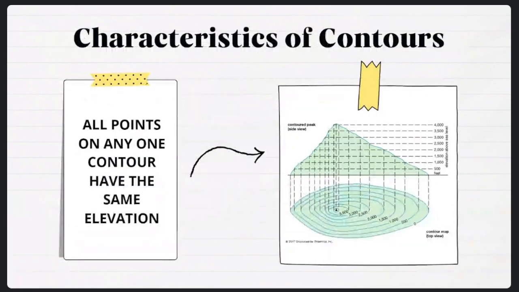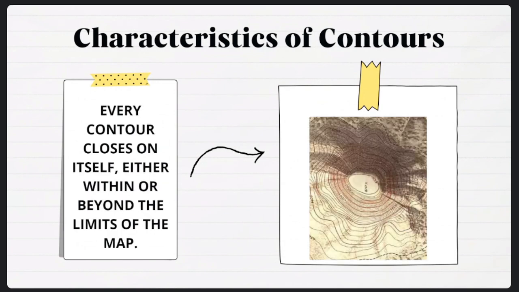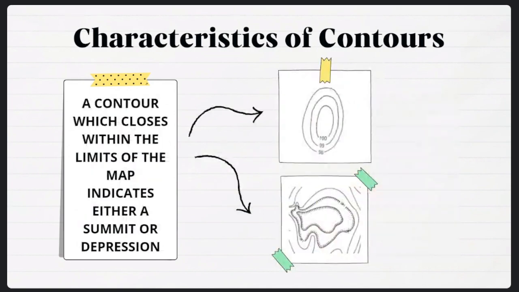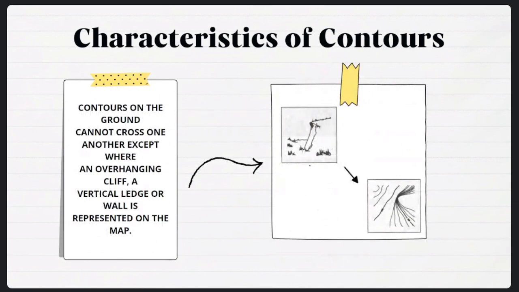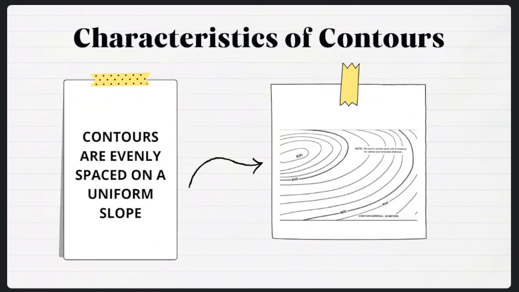So here are the characteristics of contours. 1. All points on any one contour have the same elevation. 2. Every contour closes on itself either within or beyond the limits of the map. 3. A contour which closes within the limits of the map indicates either a summit or a depression. 4. Contours on the ground cannot cross one another except where an overhanging cliff, a vertical ledge, or wall is represented on the map.